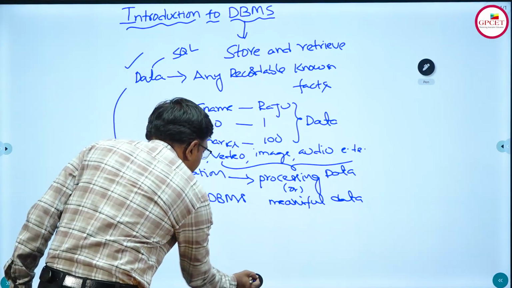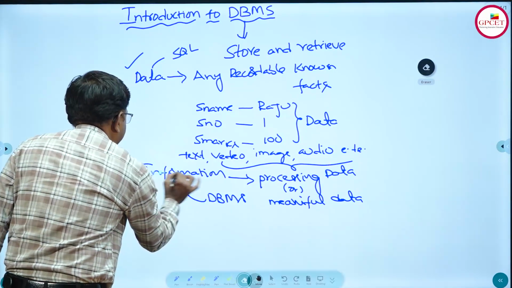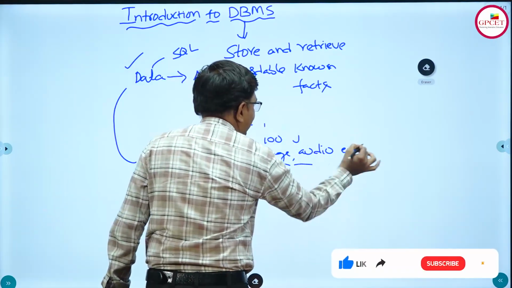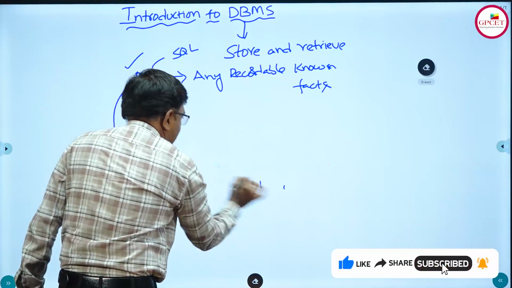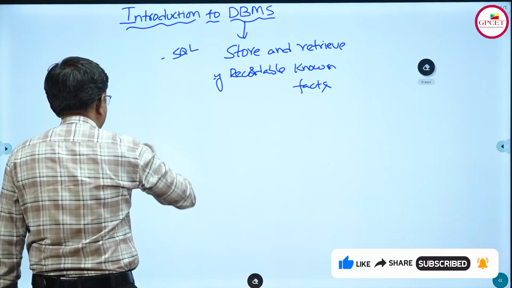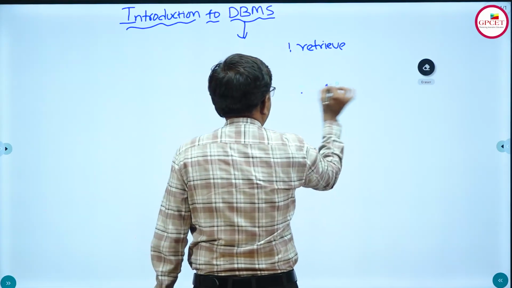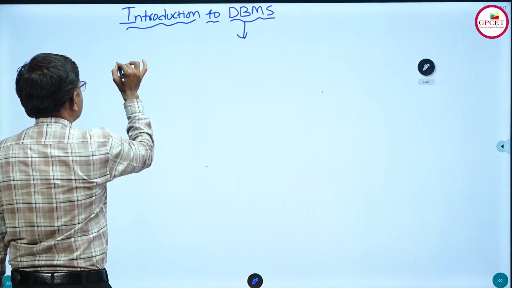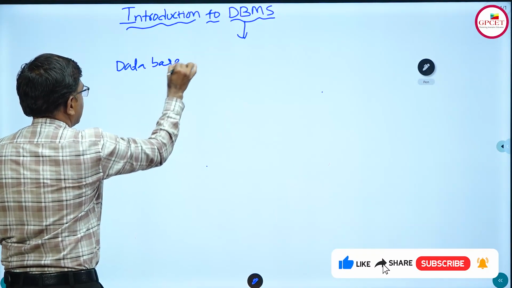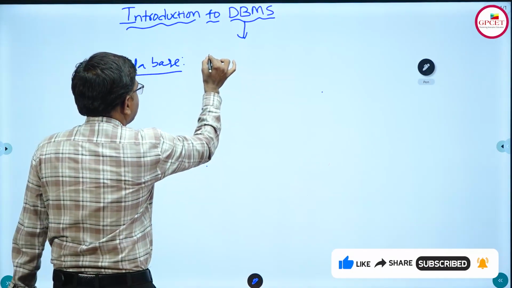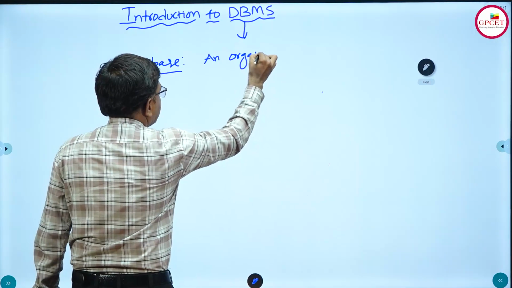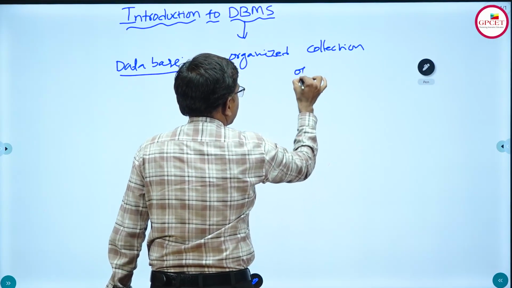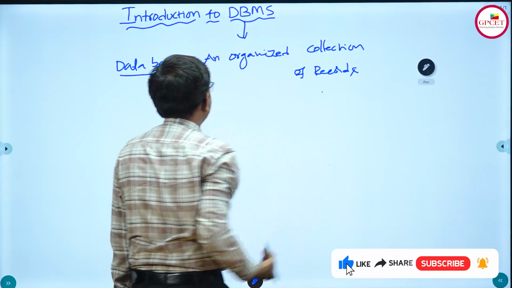And then next one, what is meant by database? Database is nothing but an organized collection of records. Simple examples: student database, employee database, university database. An employee database has employee name, employee number. That is a database. An organized collection of records is nothing but a database.